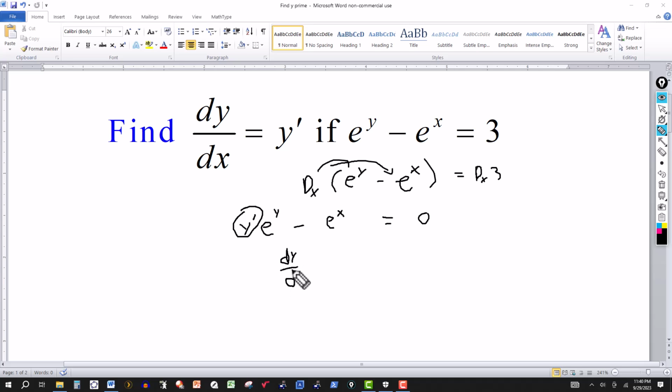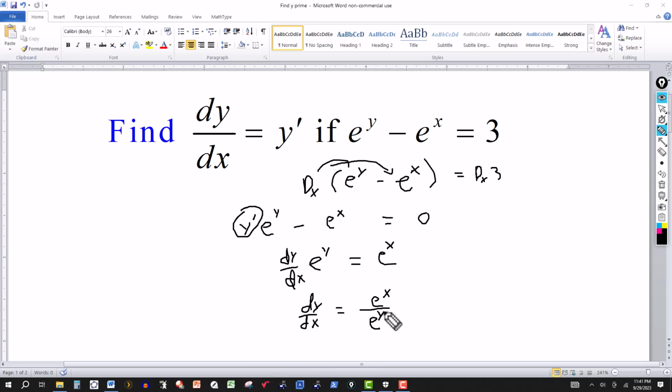over dx, e to the y, and then I add e to the x to both sides, so it gives me an e to the x over here. And then I want to solve for dy over dx. So this comes out to e to the x over e to the y.